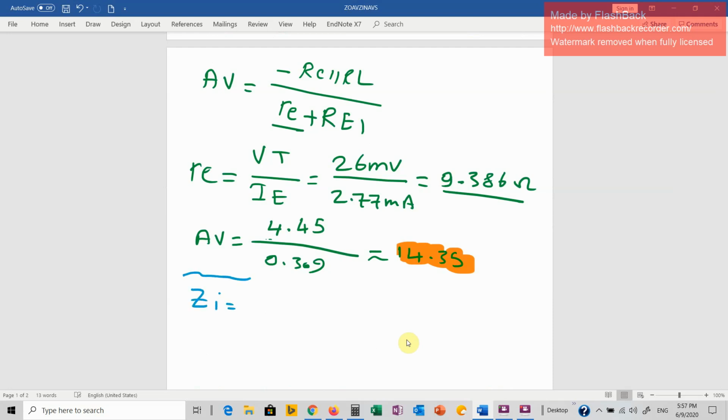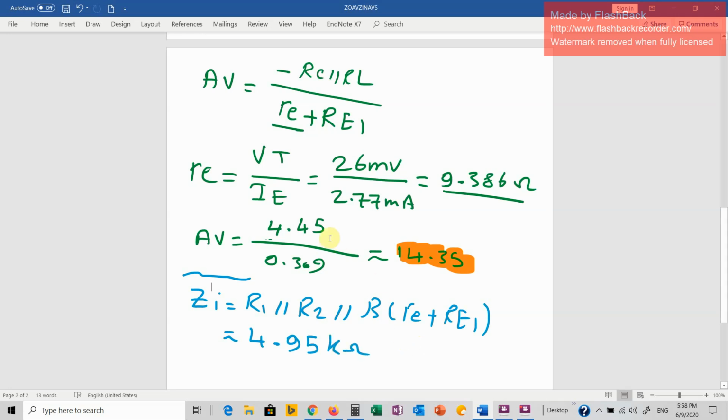Now Zi is equal to R1 parallel R2 parallel beta times RE plus RE1. You just substitute, and it's going to be approximately 4.95 kilo ohm. But I don't want Zi alone.